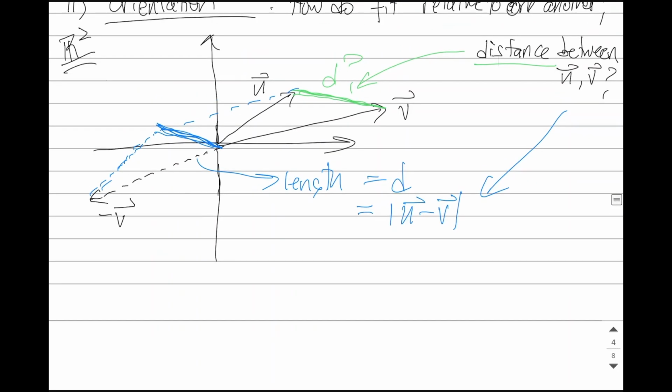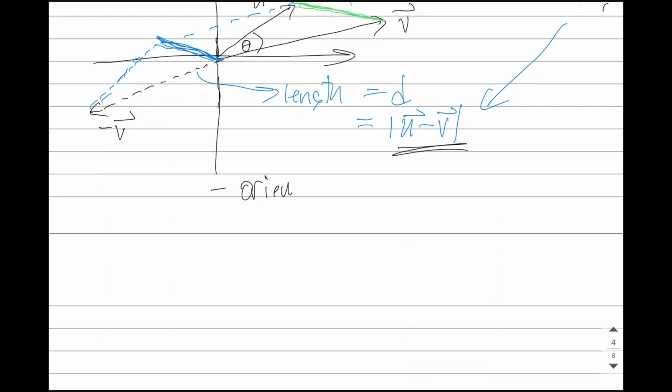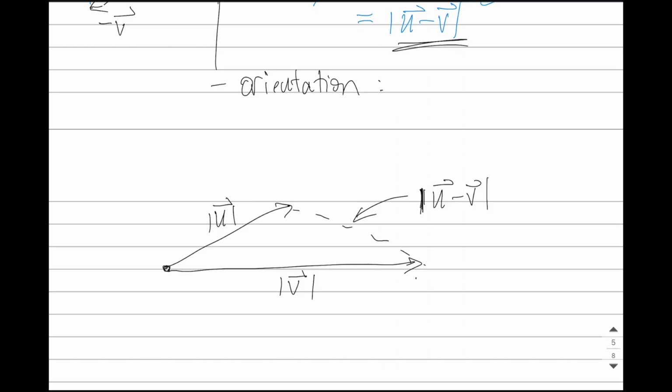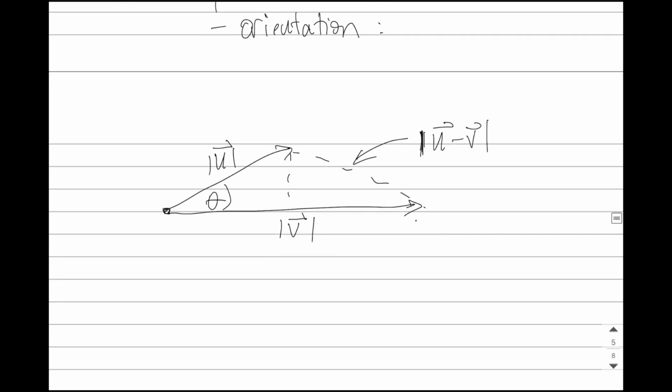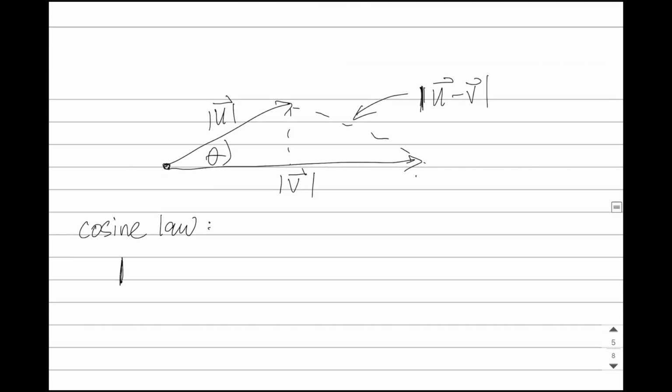If we want to get some more information about it, we are going to have to talk about this angle between them. And that's where the orientation part comes in. To talk about the orientation, we're just going to take those two vectors and look at them in a different way. This distance right here would be the length of u minus v. So the length of this side would be u, the length of this side would be v, and now we've got this triangle. You may or may not remember, but the cosine law is something that allows us to connect the lengths of the sides of any triangle.